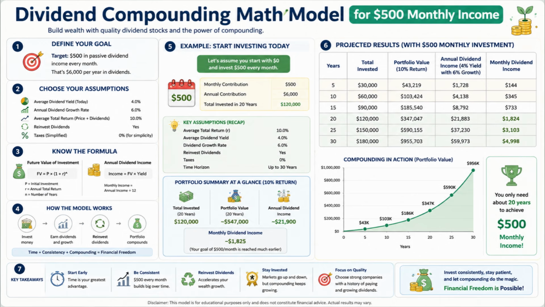The estimated annual dividend income could be around $21,883, producing approximately $1,824 per month. Furthermore, after 25 years, the projected portfolio may grow to approximately $590,000, potentially generating more than $3,000 in monthly dividend income. By 30 years, total personal contributions may equal $180,000, but the portfolio could approach $956,000. At that level, the estimated monthly dividend income could be close to $5,000.